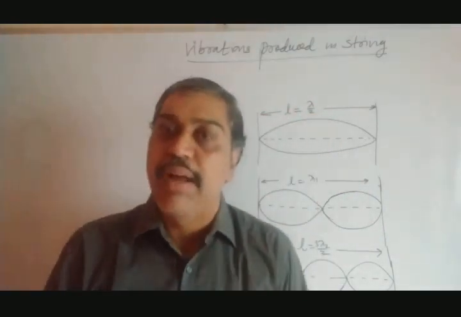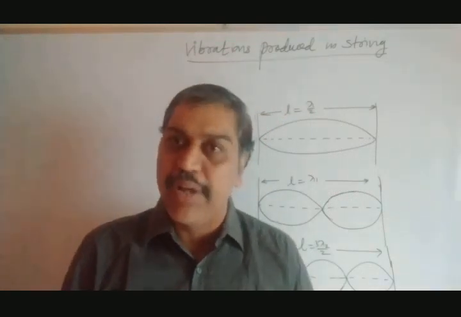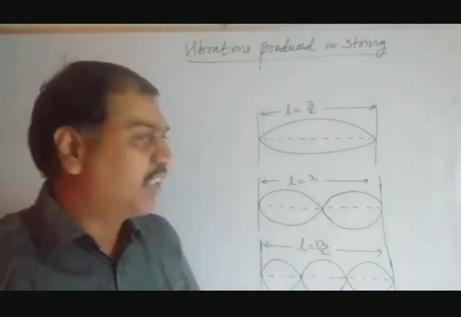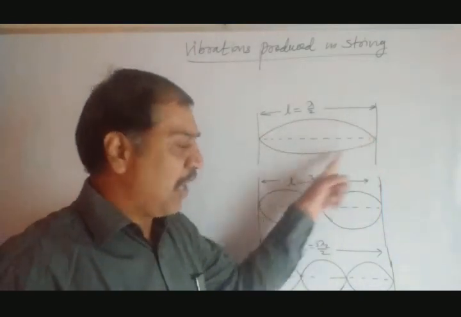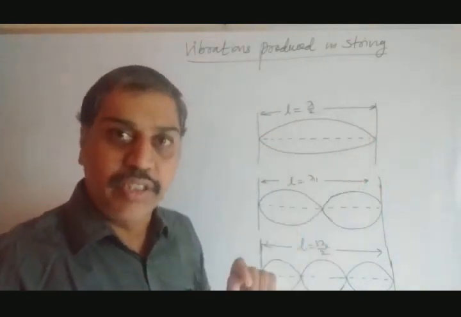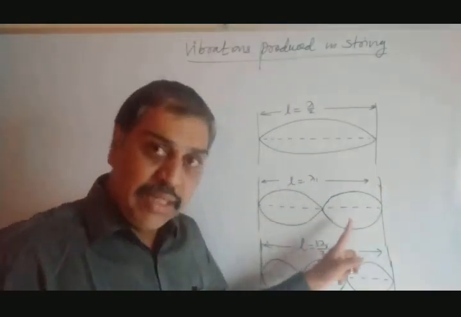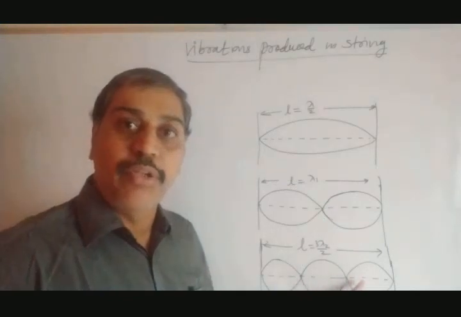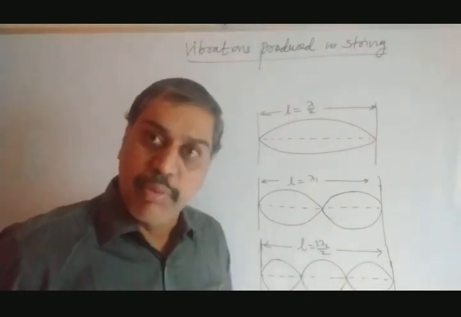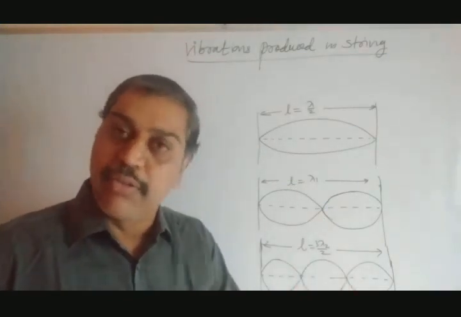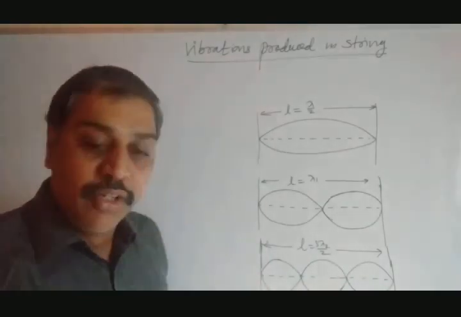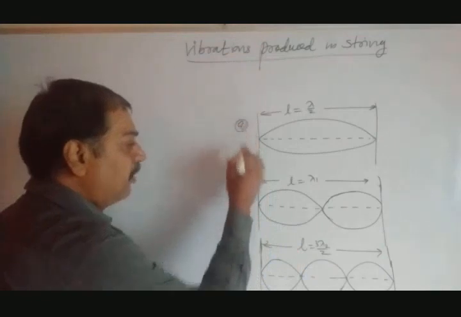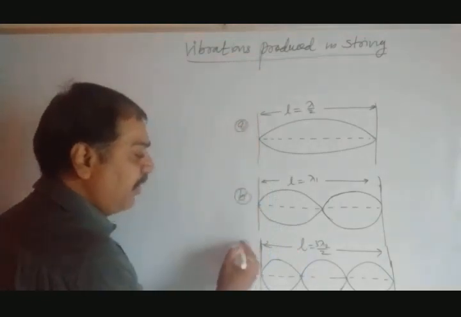While doing this vibration, we are assuming three conditions, though there may be a large number of conditions. The first condition is that only one loop is formed, the second is that two loops are formed, and the third is that three loops are formed. The fourth would be four loops, the fifth would be five loops, and so on. Just consider three. Let us assume these are three figures: this is figure A, this is figure B, and this is figure C.